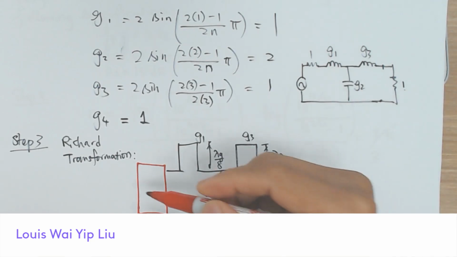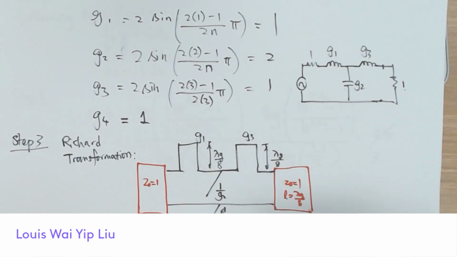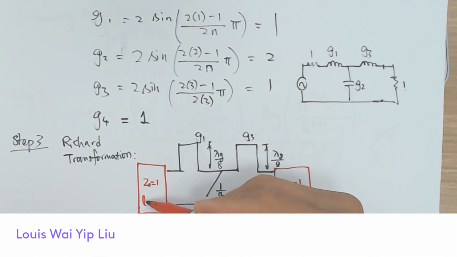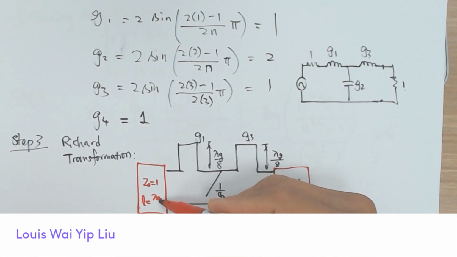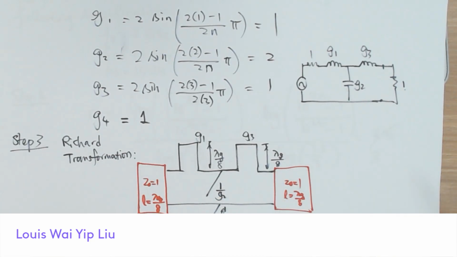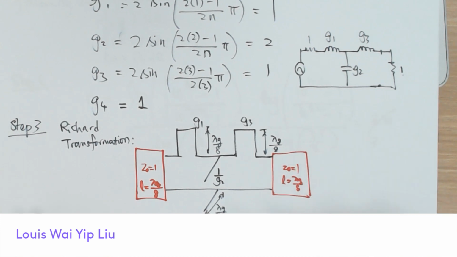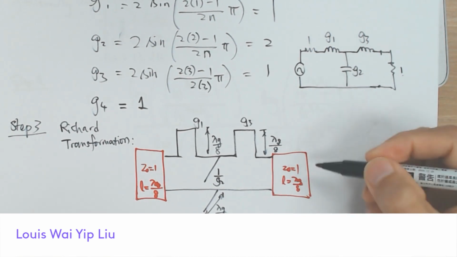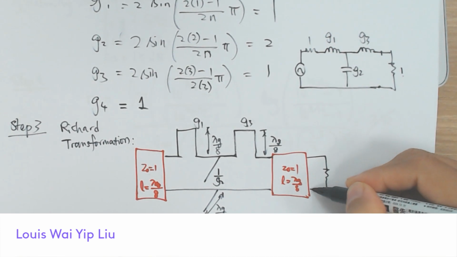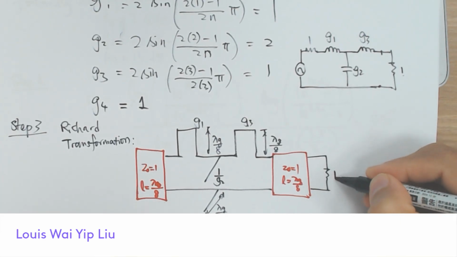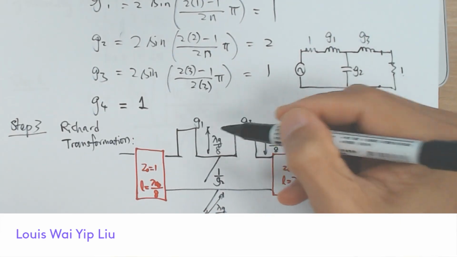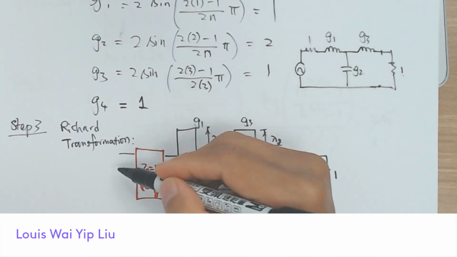And similarly, we are going to do the same for the input port. The length here is also lambda g divided by 8. And this is the circuit that we are going to use for the next step.